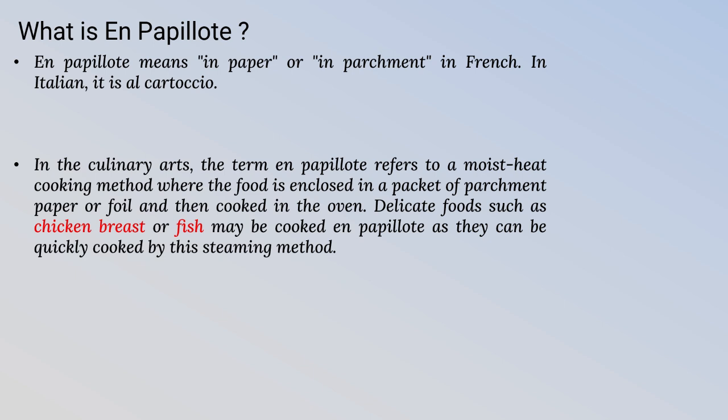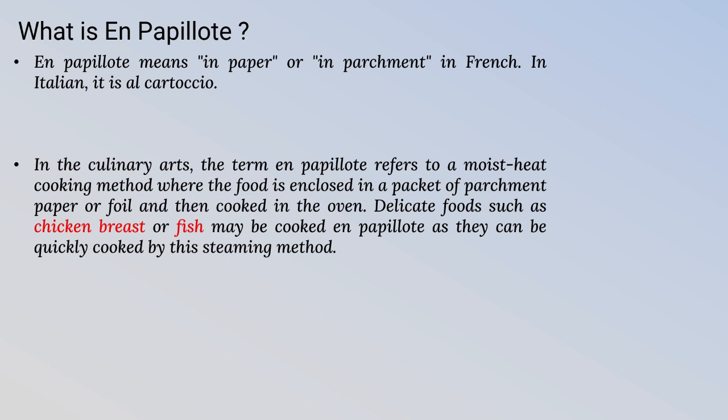Next, in the culinary arts, the term a papillot refers to a moist heat cooking method where the food is enclosed in a packet of parchment paper or foil. Now you understand why we go for parchment paper and not a simple paper. Parchment paper or foil, and then cook it in the oven. Delicate foods such as chicken breast or fish may be cooked in the papillot process, as they can be quickly cooked by this steaming method.